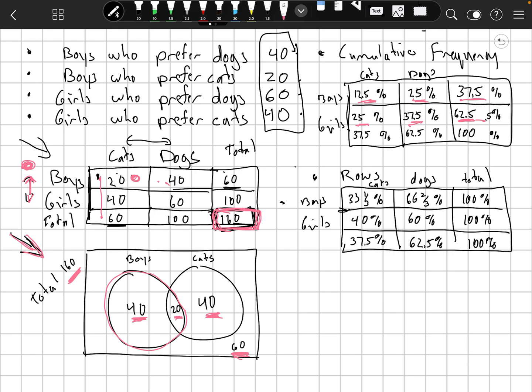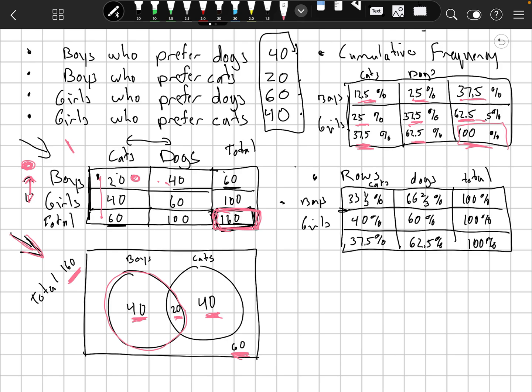On the bottom row, we have some totals here. So the cat lovers were 37.5%, and the dog lovers were 62.5%. And then this, of course, is 100%, the total out of the total. So that's one way of looking at things that might be of interest to somebody.